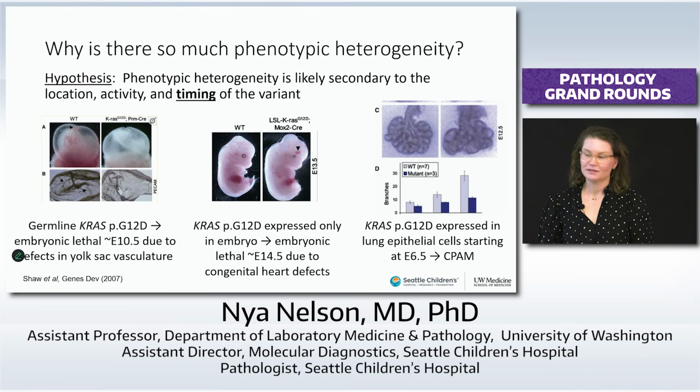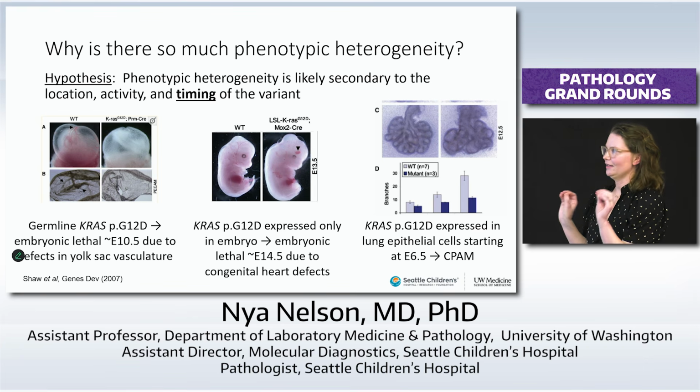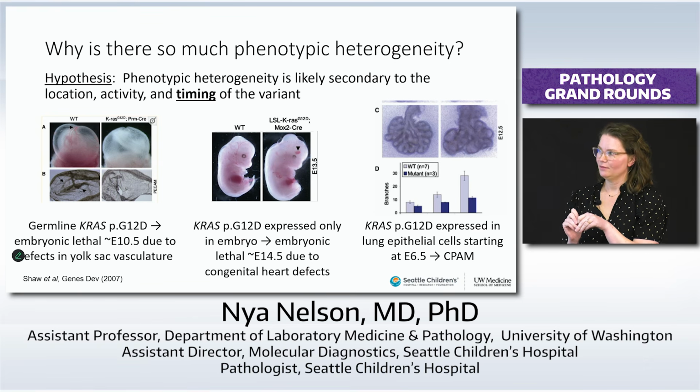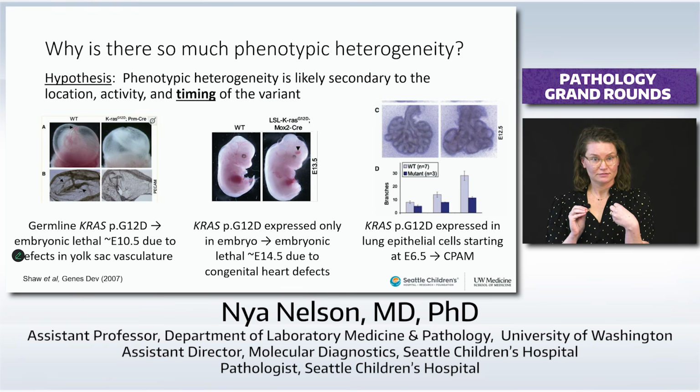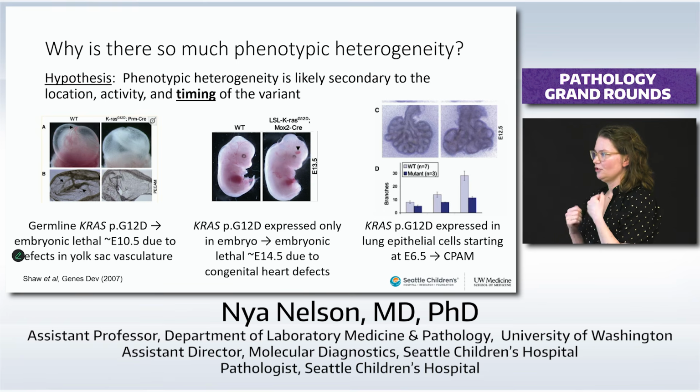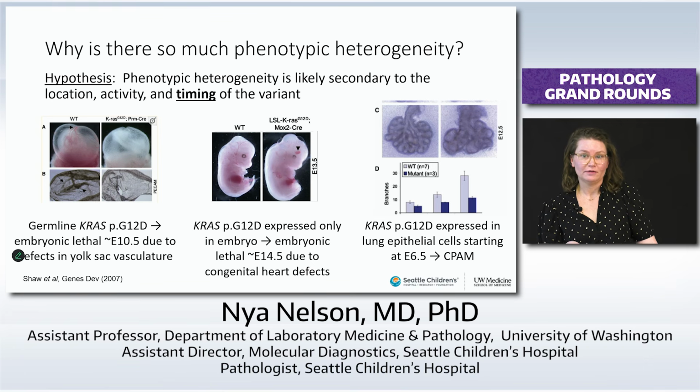And then thinking about the timing of the variant, these again are all mice carrying that same KRAS G12D variant. And if it's present in the germline state, then it's embryonic lethal at about 10.5 days of development due to some defects in yolk sac vasculature. If you instead express that same variant only within the developing embryo, then the placenta can form appropriately, but it's still embryonic lethal a little bit later at 14.5 days due to congenital heart defects. And lastly, if you wait until 6.5 days of development to express that mutant KRAS specifically within the lung, then you end up with a lesion that looks like a CPAM.